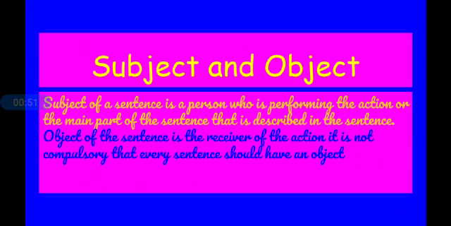In each and every sentence, it is not compulsory that there should be an object. The subject is compulsory in order to complete a sentence, but not the object. An object can be there or it need not be there.